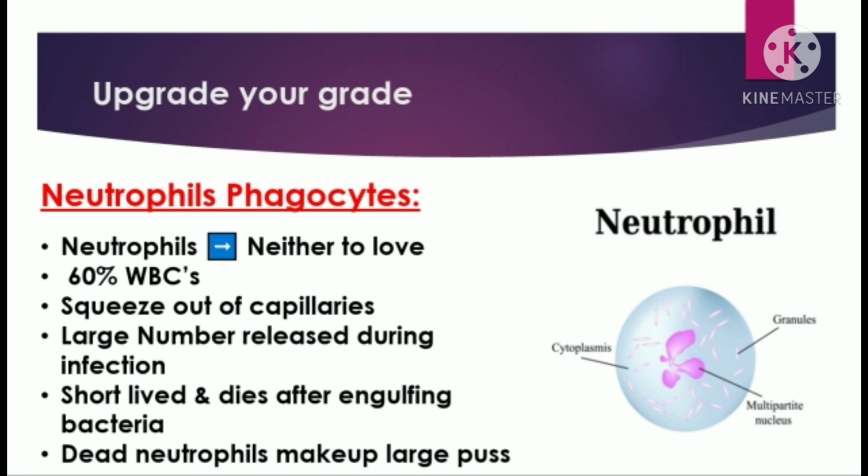They squeeze out of capillaries whenever they find out the presence of microbes or disease causing organisms. They are produced in large number and are released in large number during infection cycle, but lifespan is very small. They die after digesting bacteria, and dead neutrophils after completing their cycle make up large pus.